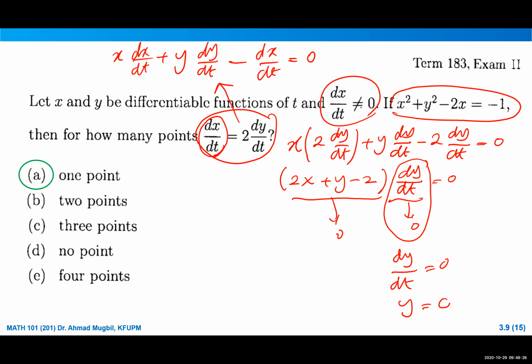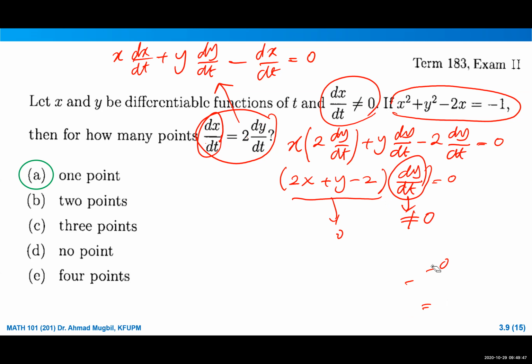dx/dt is not 0. So this means that this is not 0. So what do you think? Will this be 0? No. If this is not 0, the 2 dy/dt will not be 0. And accordingly, dy/dt will not be 0. So this one, dy/dt, is not 0.